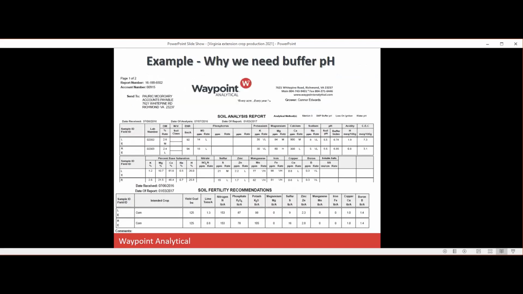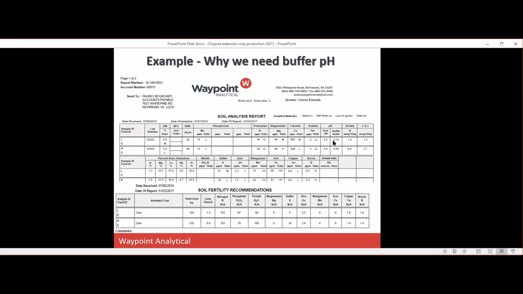So here's an example of why we need a buffer pH. On the top sample, you can see here the 5.5. We have a lower sample right below it that has a pH of 5.5. But if you go down here, you can see they need two different lime contents. On the first sample, it's 1.3 tons. On the second sample it's about 0.8 tons. And you're like, well, they both have the same soil pH. Why do we need different lime recommendations? And this is because of the buffer index.